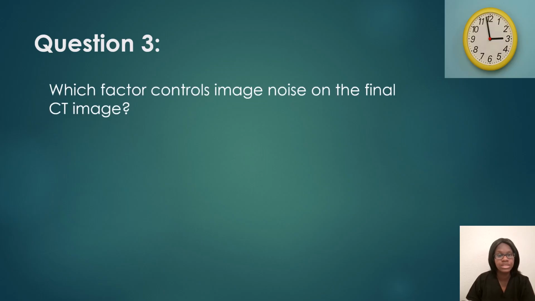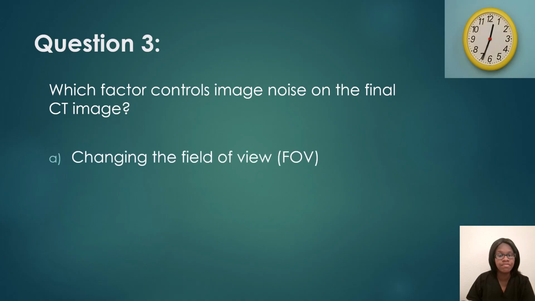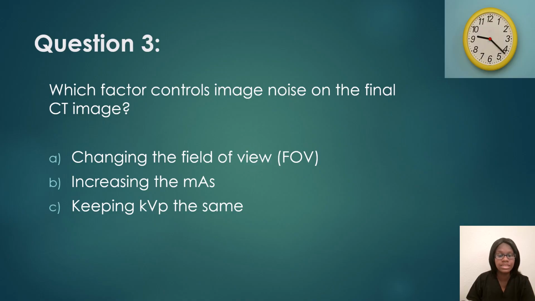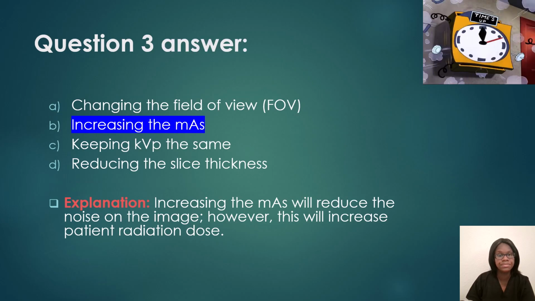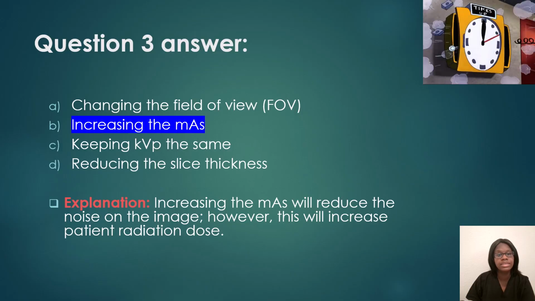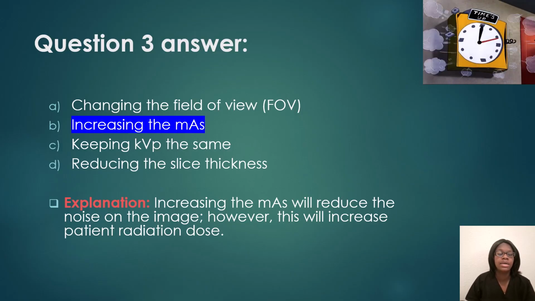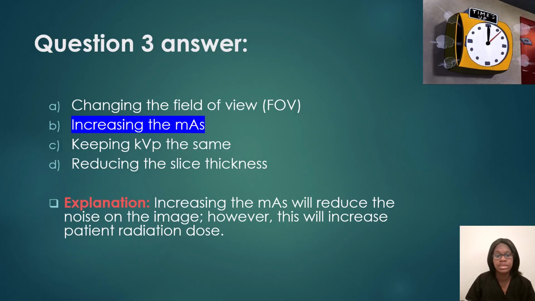Question 3. Which factor controls image noise on the final CT image? A, changing the field of view. B, increasing the mAs. C, keeping kVp the same. D, reducing the slice thickness. All right, the correct answer is B, increasing the mAs.